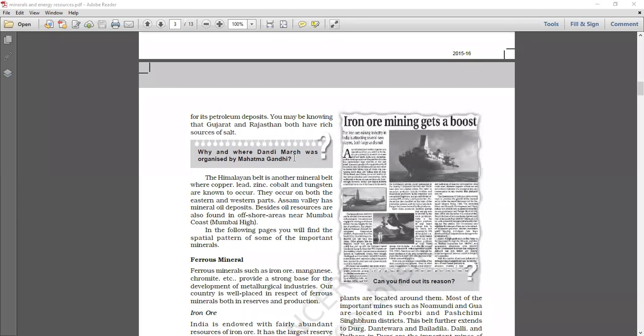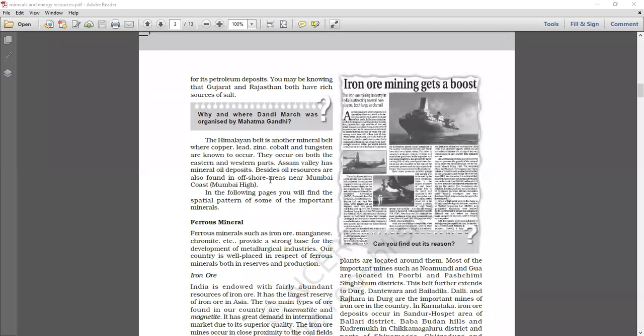Actually, that time India was a colony of the Britishers, and the Britishers put restrictions on salt manufacturing, that not everyone can manufacture salt, and imposed a tax on it. So Gandhi ji, to show his opposition against the tax, broke the salt law. Where? At Dandi. And he started his journey from Sabarmati Ashram. So this is about minerals, some of the facts related to it.